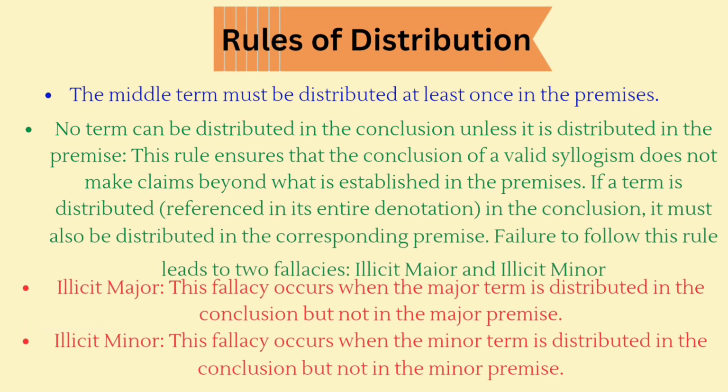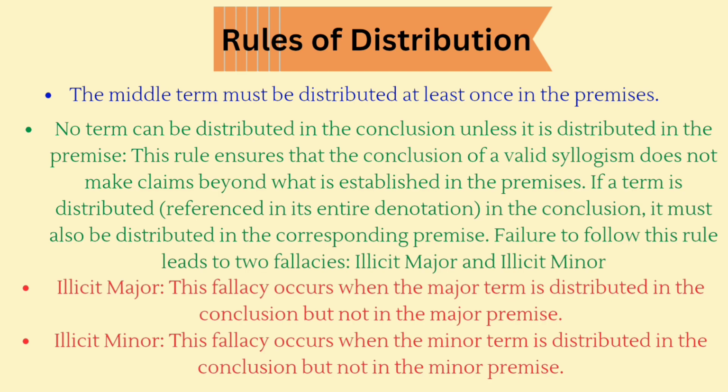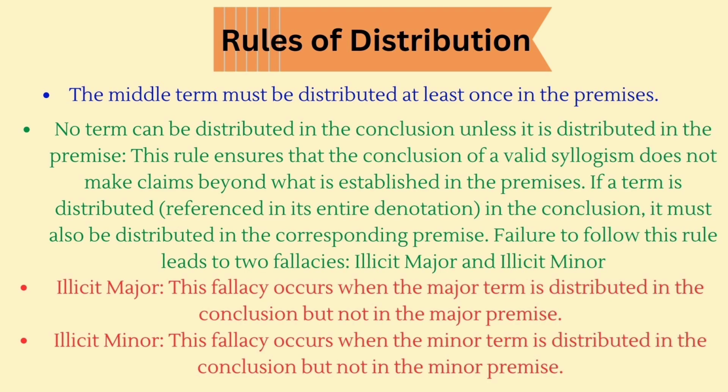Second, rules of distribution. The middle term must be distributed at least once in the premises. No term can be distributed in the conclusion unless it is distributed in the premise. This rule ensures that the conclusion of a valid syllogism does not make claims beyond what is established in the premises. If a term is distributed, referenced in its entire denotation, in the conclusion, it must also be distributed in the corresponding premise. Failure to follow this rule leads to two fallacies: illicit major and illicit minor.